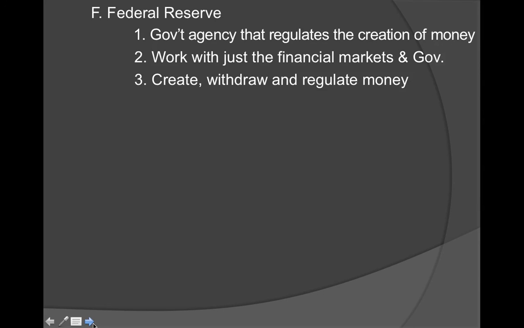But they can also regulate money as far as interest rates. Keep this in mind. The lower the interest rate that the Federal Reserve creates, the more people will want to buy big ticket items because they won't be paying a large sum in interest. The higher the interest rate, the less people will want to buy big ticket items, like a house or a car or a home improvement loan, something along those lines.